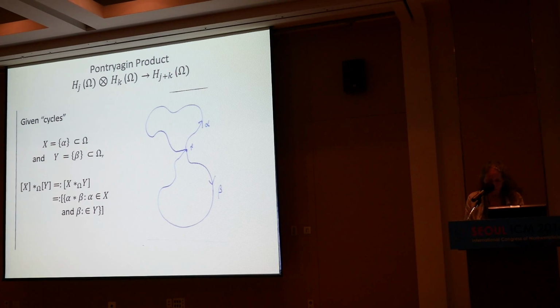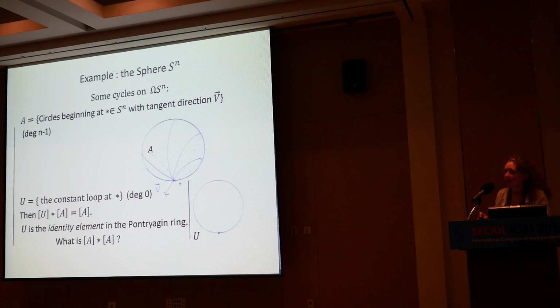And here's some examples. Example of the sphere. Here's some cycles on the base loop space. So first of all, by a circle on a round sphere, I mean the following thing. A circle on the round sphere is the intersection of the round sphere with some plane, not necessarily through the origin. If the plane goes through the origin, then it's a great circle, and if the plane doesn't go through the origin, it's a not so great circle, but it's still a circle.